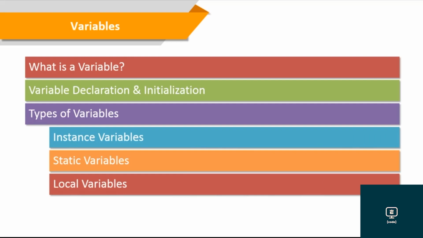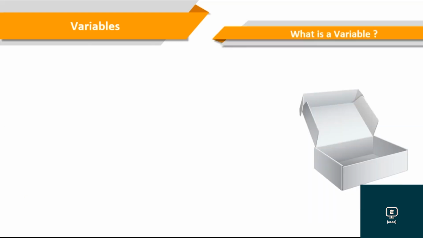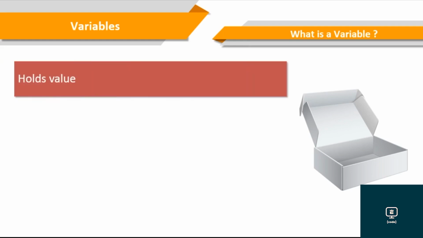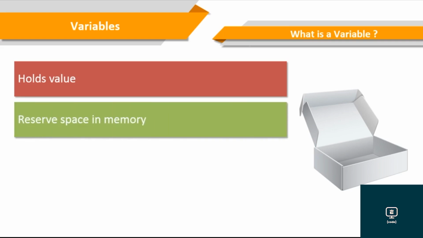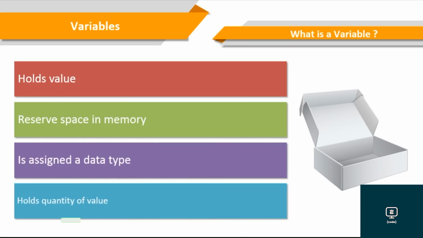Then we'll get used to working with Java keywords. So first, like I said, we're going to start with the question, what is a variable? So a variable can be thought of as a container or a box which holds value for you during the life of a particular Java program. So it means that when you create a variable, you basically reserve some space in memory. Every variable is assigned a data type, and it holds quantity of value.